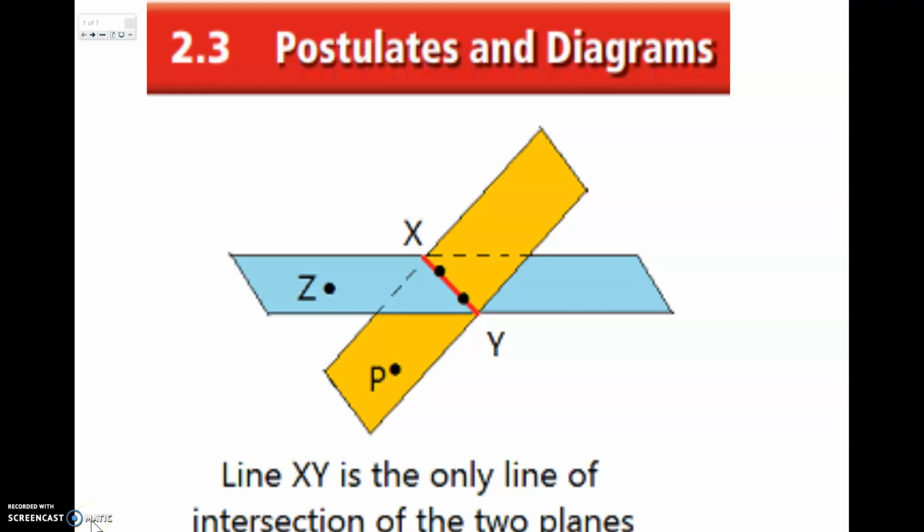So today we are doing 2-3, which is talking about postulates and diagrams. Just as a recall, yesterday we did 2-1 and 2-2. Today we're doing 2-3, and we're going to review a little bit today for homework.